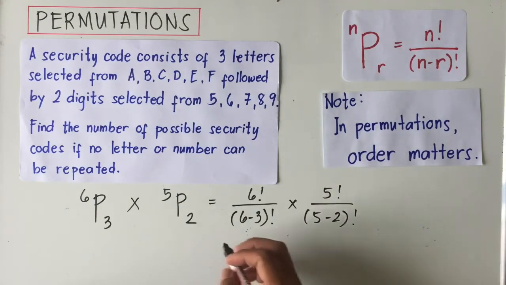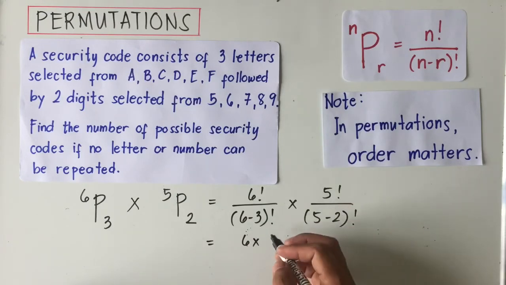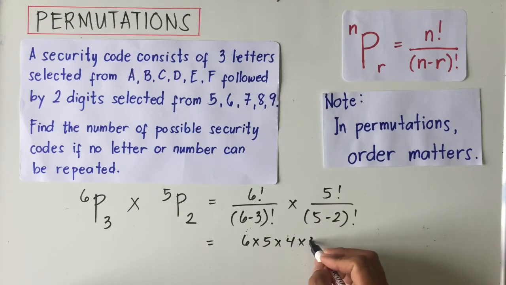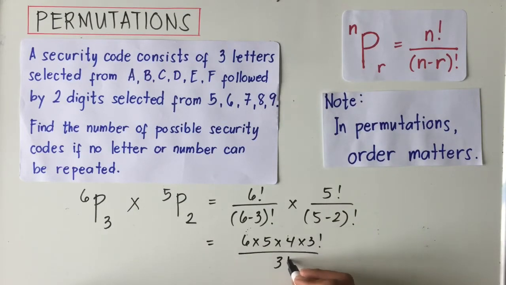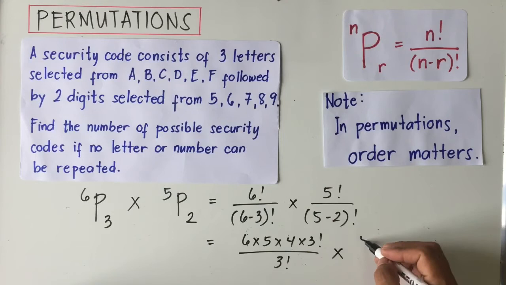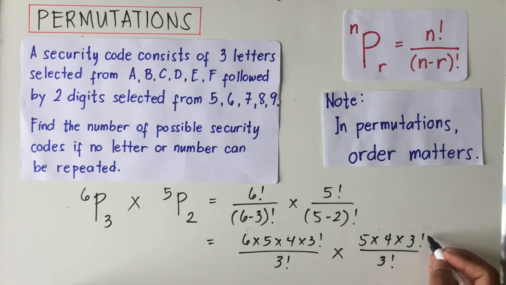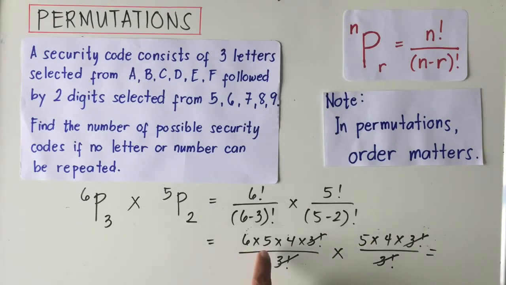Which means it is equivalent to 6 times... what is 6 minus 3? It is 3. So I'll end up with 3 factorial. 6 times 5 times 4 times 3 factorial over 3 factorial. 5 minus 2 is also 3, so I'll end up with 3 factorial. 5 times 4 times 3 factorial over 3 factorial. Cancel, cancel. You'll end up giving the answer: 6 times 5 times 4, 6 times 5 is 30, times 4 is 120.